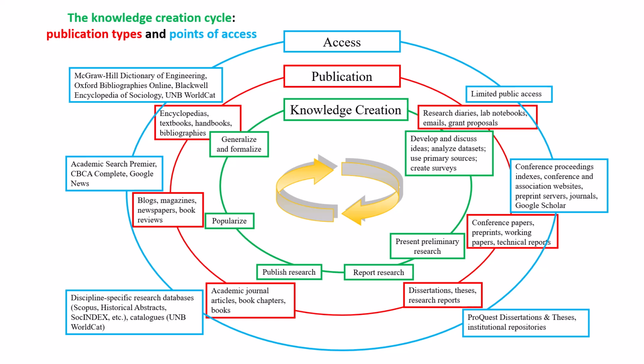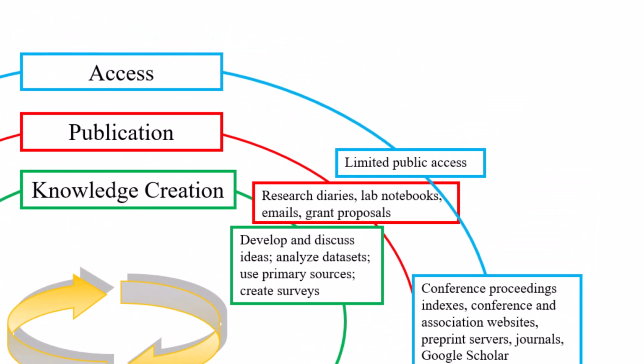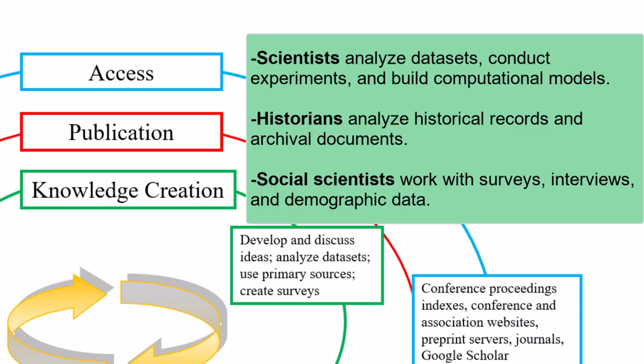There is often a cyclical pattern to how academics develop new ideas and create knowledge. There are differences between disciplines in how and when scholars publish their findings, but there are also similarities. First, they develop and discuss a research idea with colleagues and students while exploring theories and conceptual models that shape research. At this stage, scientists analyze datasets, conduct experiments, and build computational models. Historians analyze historical records and archival documents. Social scientists work with surveys, interviews, and demographic data.